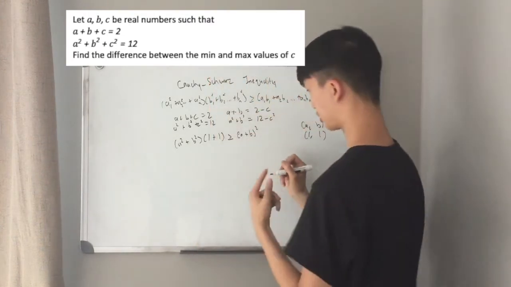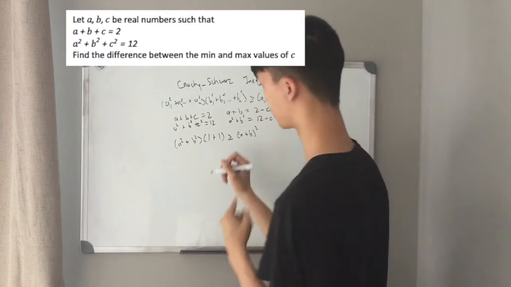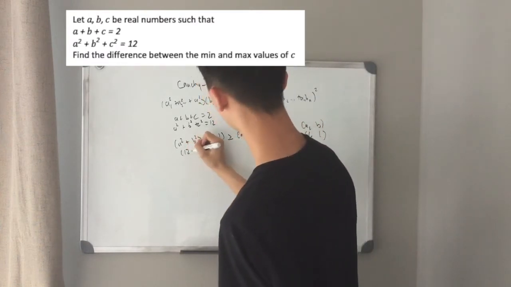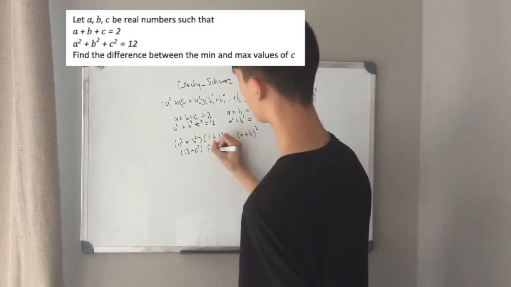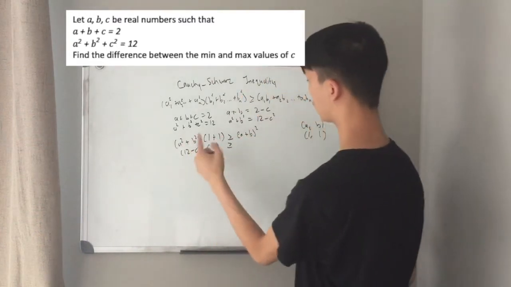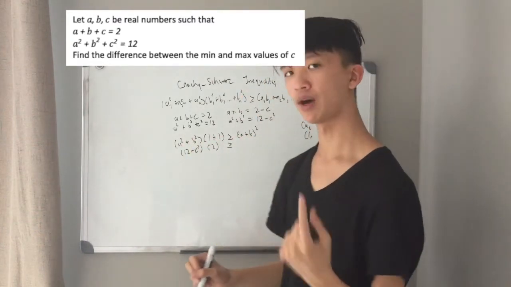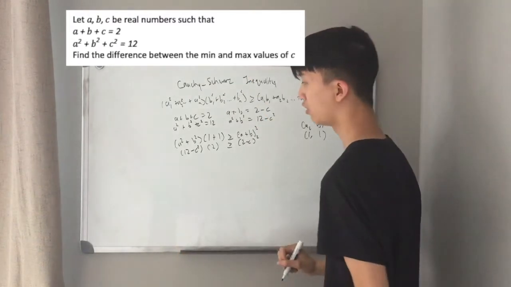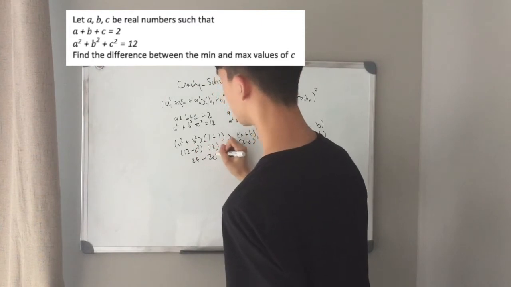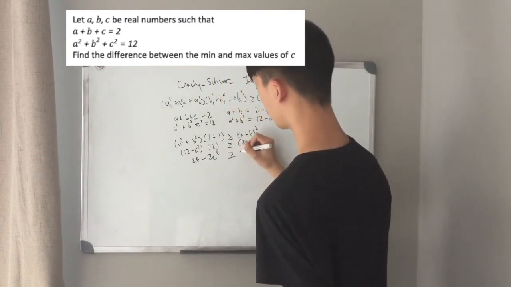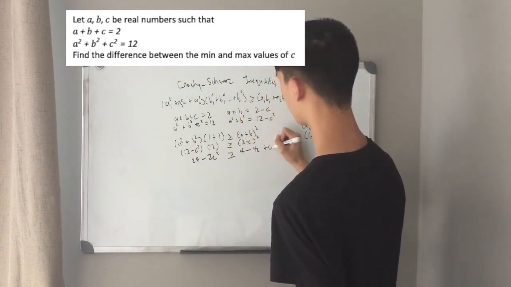So now we substitute 12 minus c squared for a squared plus b squared to get 12 minus c squared. Also, 1 plus 1 is equal to 2. So this is a 2. And then a plus b is equal to 2 minus c. So we get 2 minus c all squared. So now we can start expanding. We get 24 minus 2c squared is greater than or equal to 4 minus 4c plus c squared.